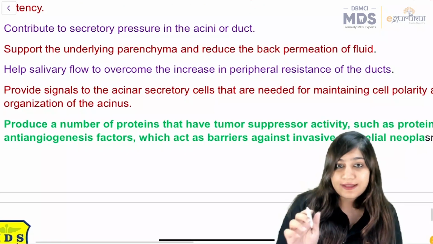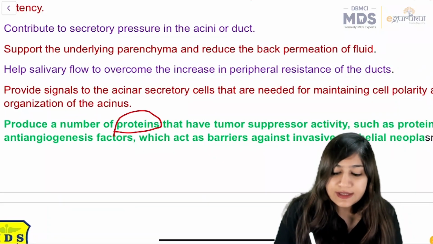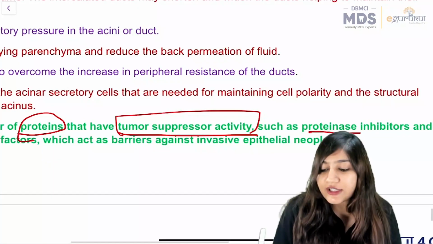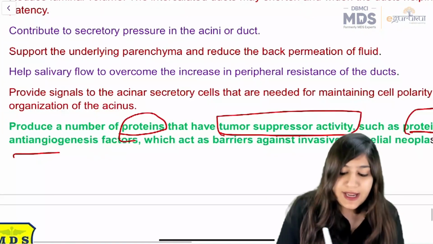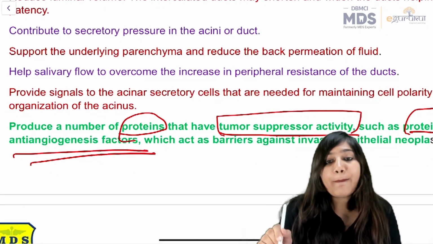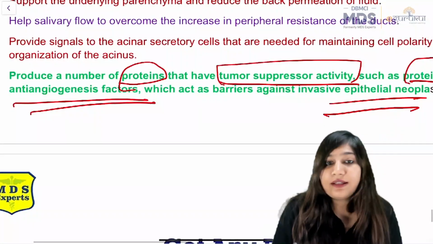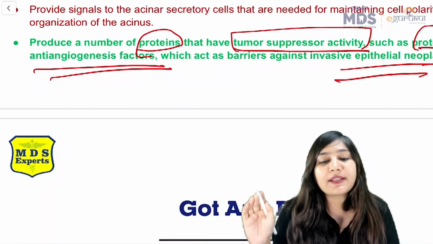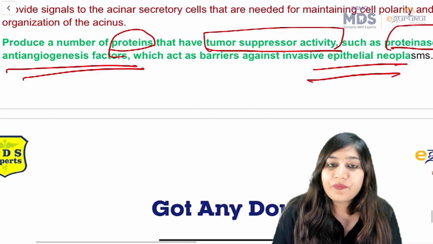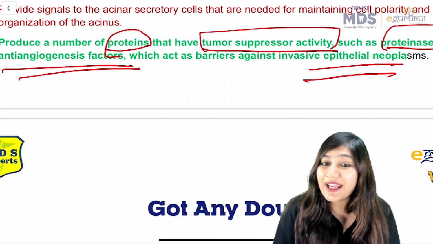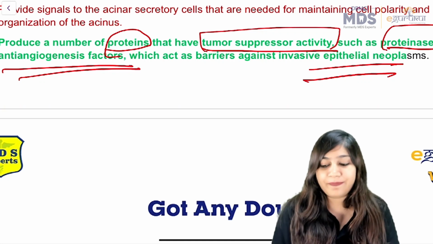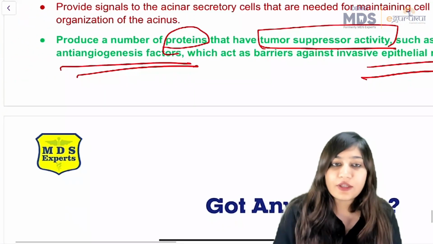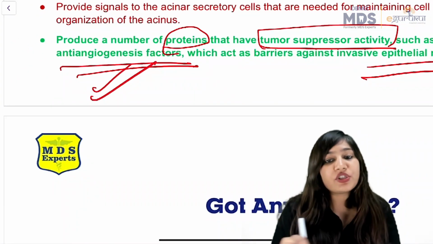Now coming to our answer. They produce a number of proteins that have tumor suppressor activity, such as proteinase inhibitors and angiogenesis factors, which are a barrier against epithelial neoplasm. They produce what? They produce proteins and tumor suppressor factors that act as a barrier against the epithelial neoplasm, which are mainly the proteinase inhibitors. So these are the inhibitors of matrix metalloproteinases, and they also secrete anti-angiogenesis factor.